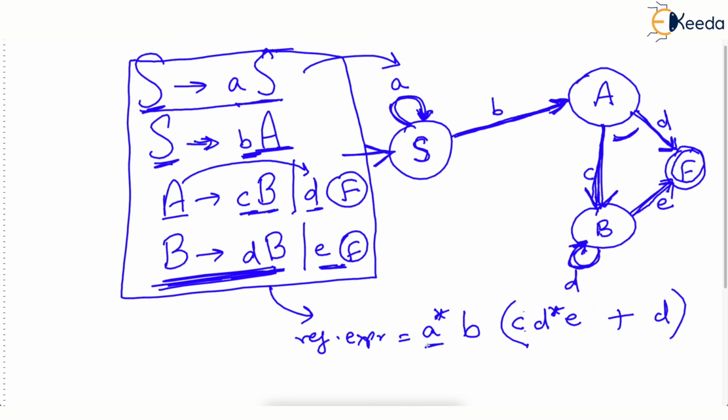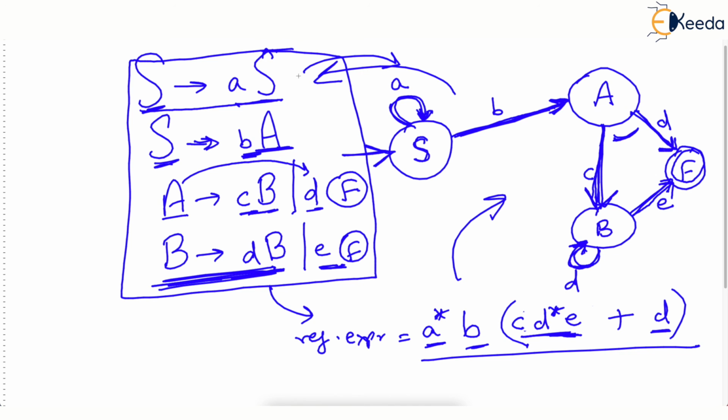So after 0 or more a's followed by b, you can either have this section or directly d, which will take you to the final state. This regular expression, this DFA, this regular grammar is all the same. It's only the way of representing them that is different. So that's why we say regular grammars generate regular languages, and any regular language has a DFA, and any regular language can be expressed as a regular expression.